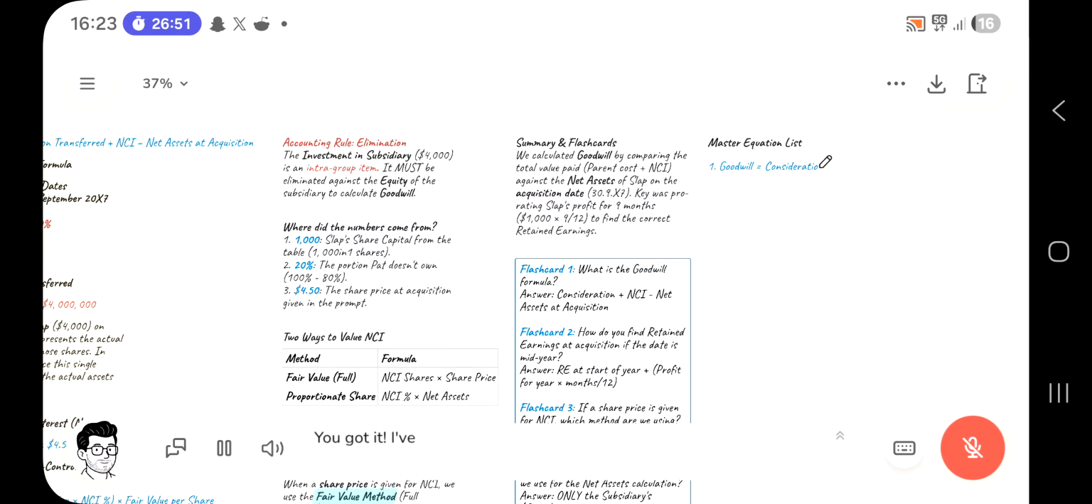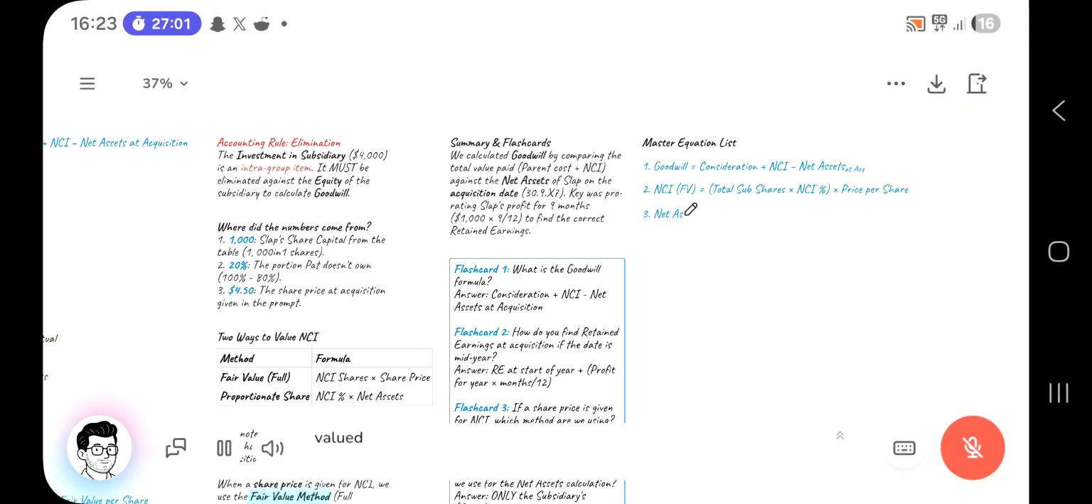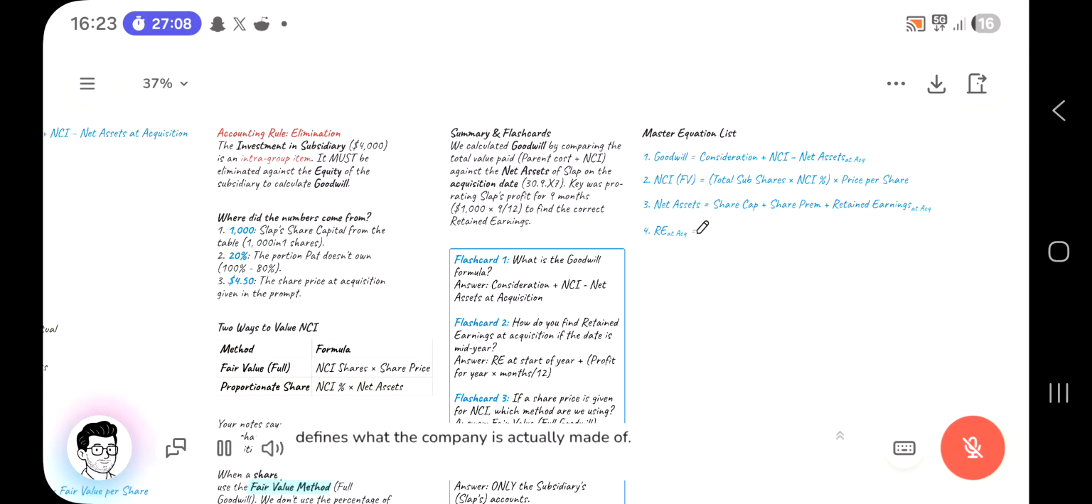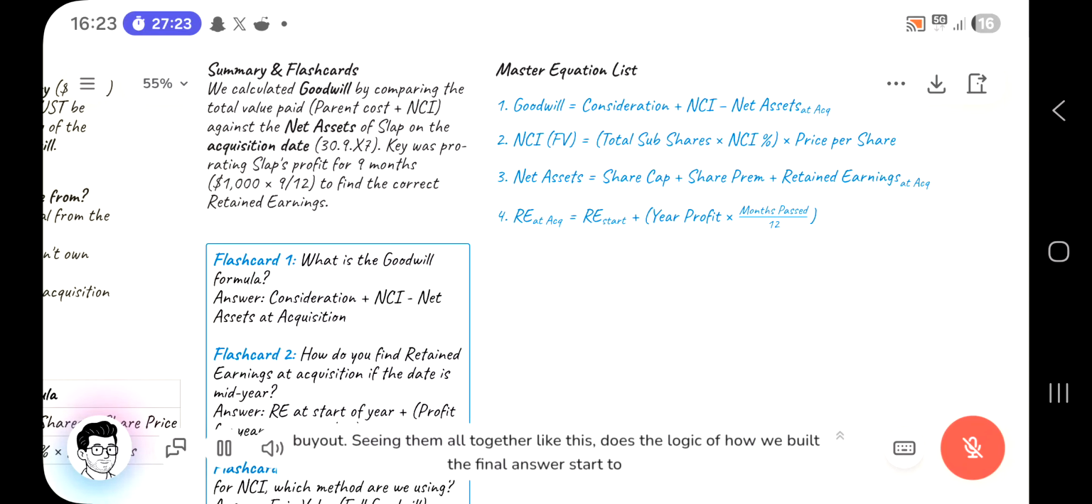You got it. I've pinned the master list of equations right there in the reference column. Equation 1 is our big goal. Equation 2 is how we valued those outside shares using the market price. Equation 3 defines what the company is actually made of. And equation 4 is that time machine math we used to find the earnings on the exact day of the buyout. Seeing them all together like this, does the logic of how we built the final answer start to click?